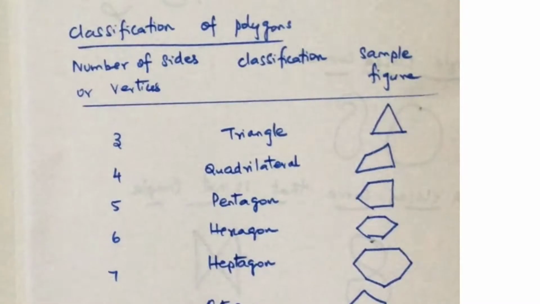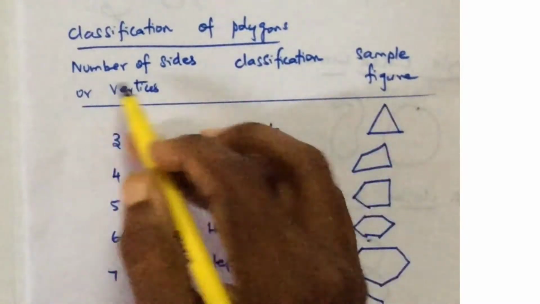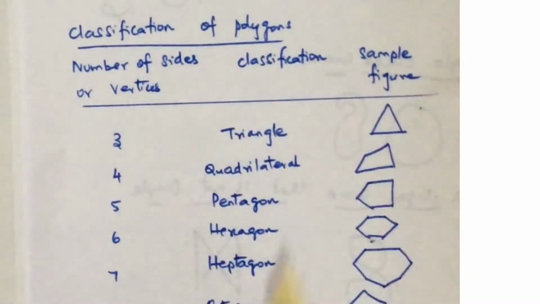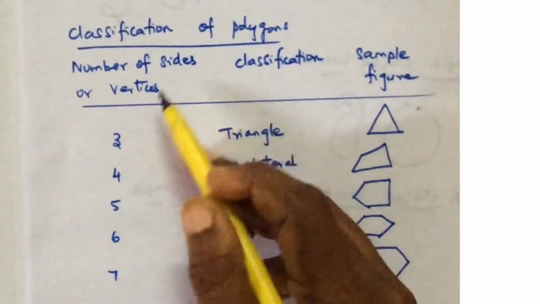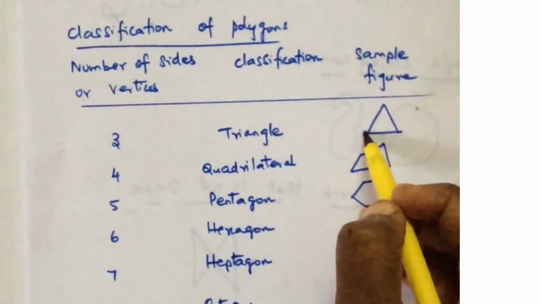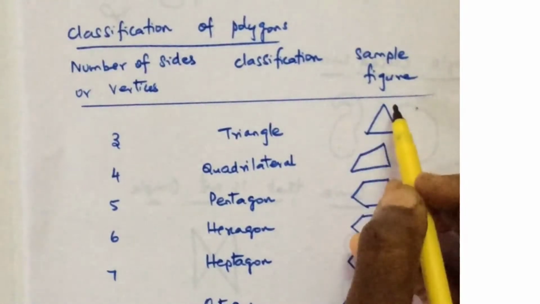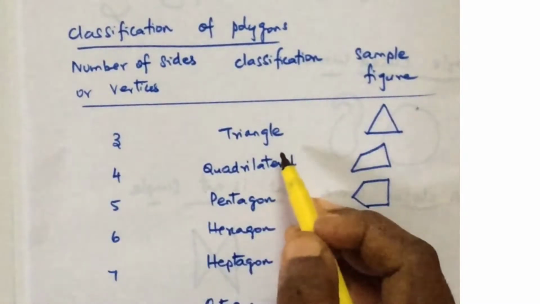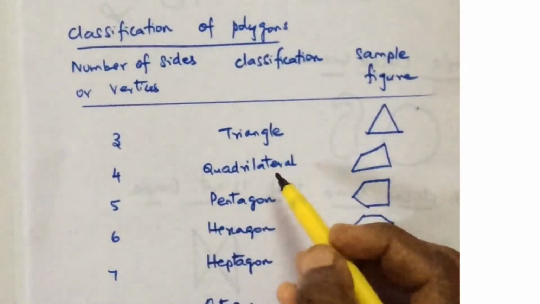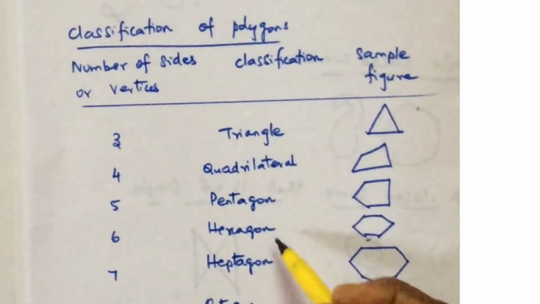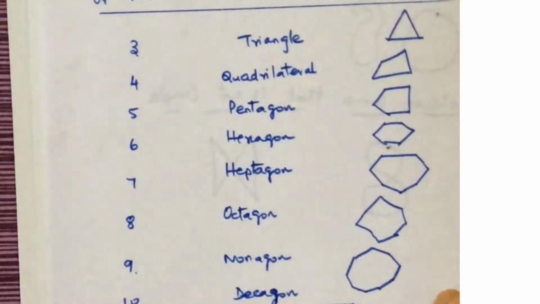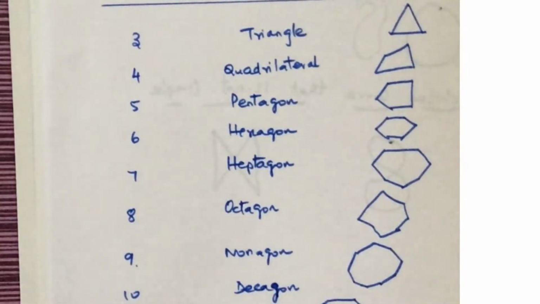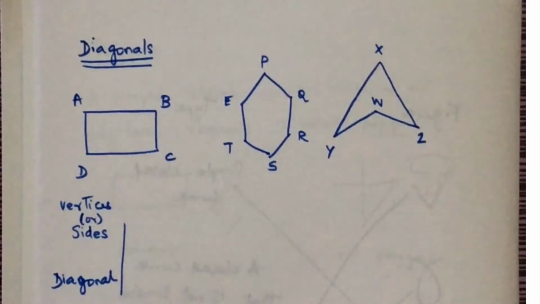Next, based on the number of sides or number of vertices, the polygons are classified into many types. If there are 3 sides, the other name of side is vertices. So 1, 2, 3. If there are 3 sides, then it is called a triangle. The next is for 4 sides: quadrilateral, pentagon, hexagon, heptagon, octagon, nonagon and decagon. Okay, this you can see from your book. Next thing we are going to see is diagonals.